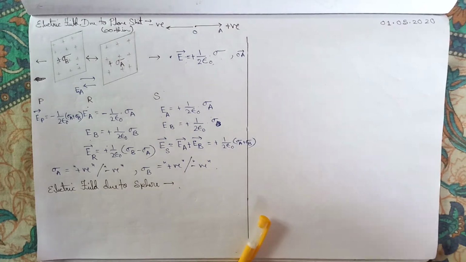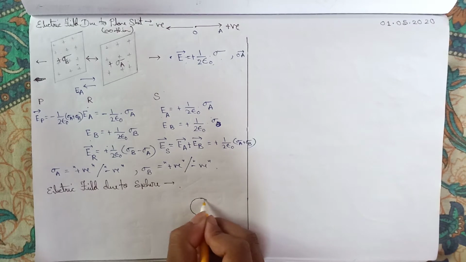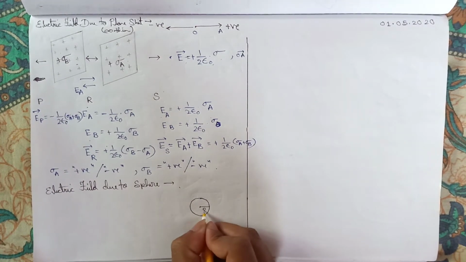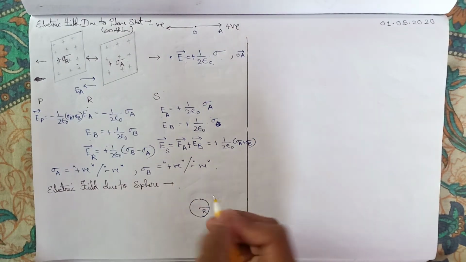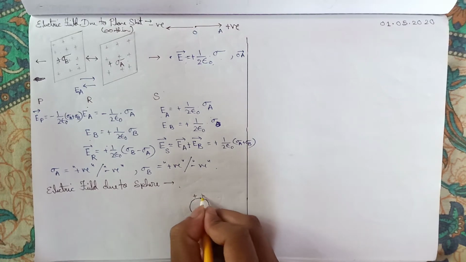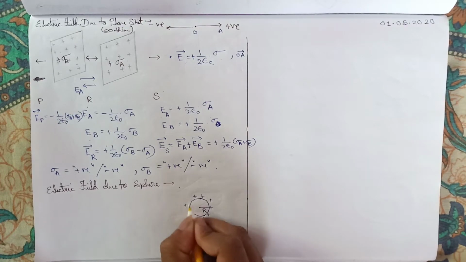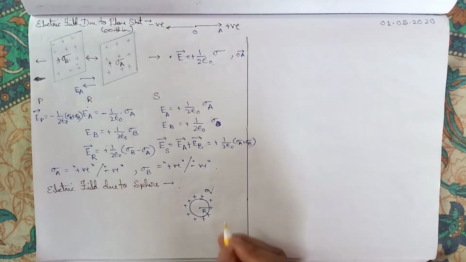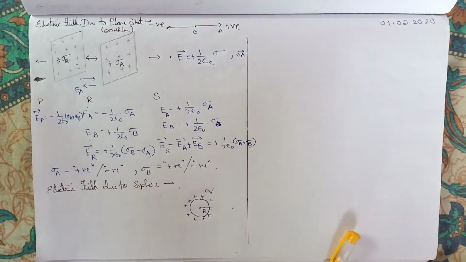First take a shell. Suppose it is a spherical shell of radius r. This shell contains a charge q, suppose plus q, which is uniformly distributed over the shell. Now you have to find the electric field at any point. Any point means the point could lie outside, or the point could lie inside the sphere as well.